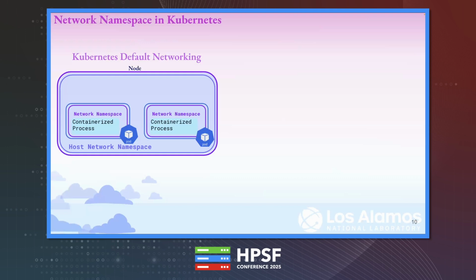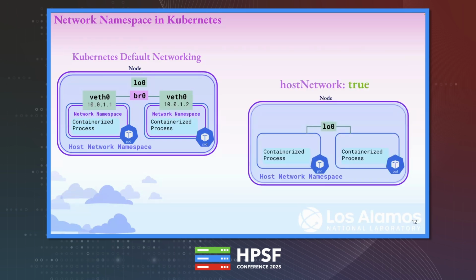We also need to understand the networking in Kubernetes. So a Kubernetes node consists of pods. They are on a network namespace, which communicates through a bridge. But CharliecLoud uses the host network namespace. So by default, this networking is not completely compatible. But by configuring the host network to true, we are able to put the pods on the host network namespace.